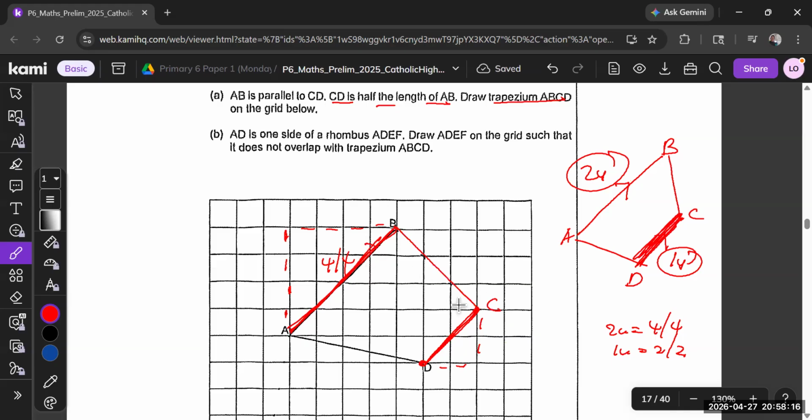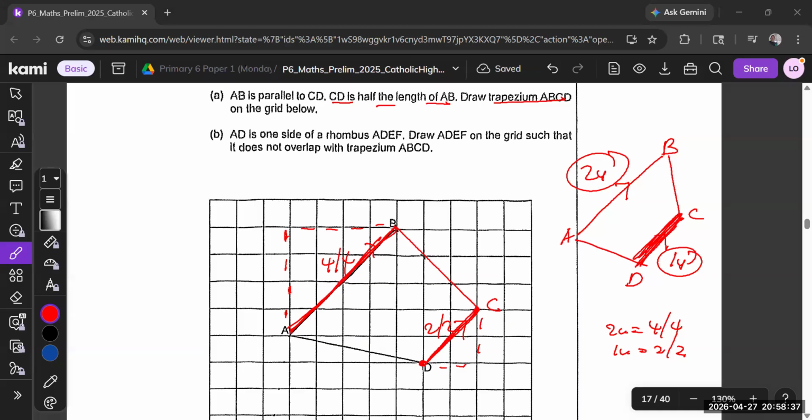And then you may want to draw arrowheads. So this is 2 by 2, 4 by 4, double. Copy down quickly, and do remember that when you do drawing, you need to use pencil. Never use pen for any drawing.